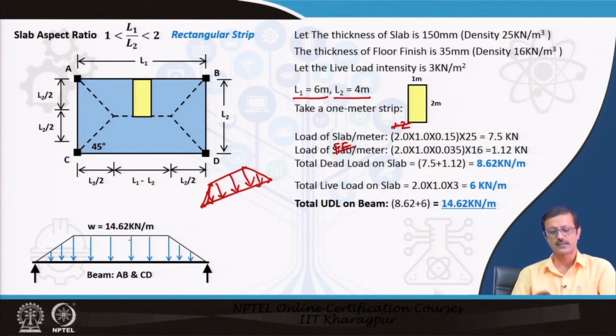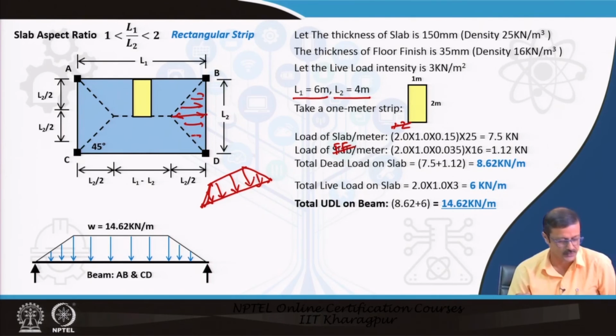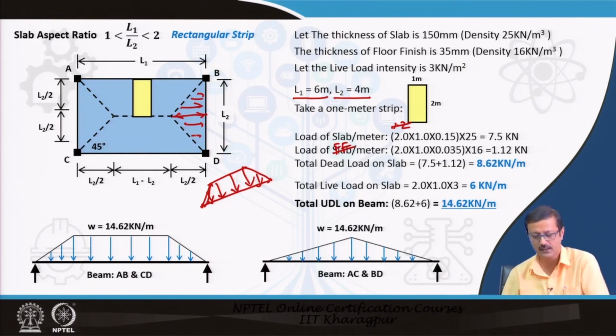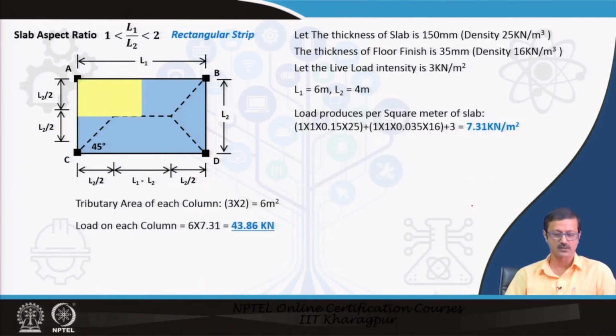Whereas, can you tell me what will be the pattern of the loading on the shorter side, BD or AC? It will be highest at this particular point and then gradually diminish. So it will be a triangular kind of loading, where the apex of the triangle will be the UDL of 14.62, but gradually it will diminish. So it is not only UDL, but uniformly varying load is also applicable in the beams in case of the rectangular strip.